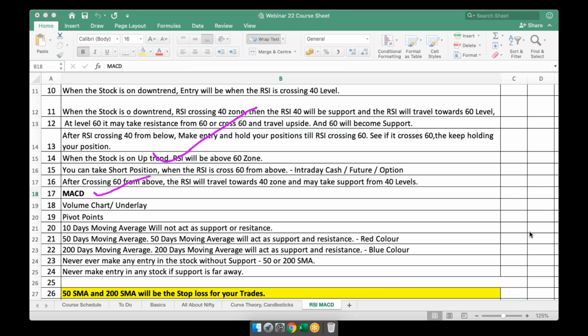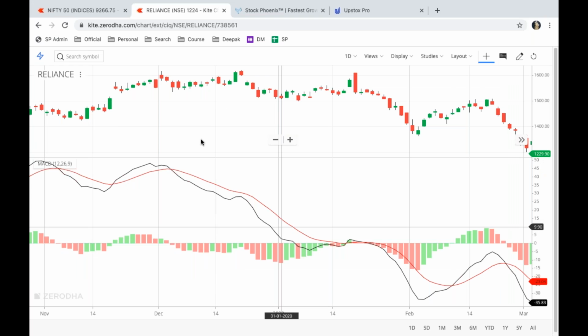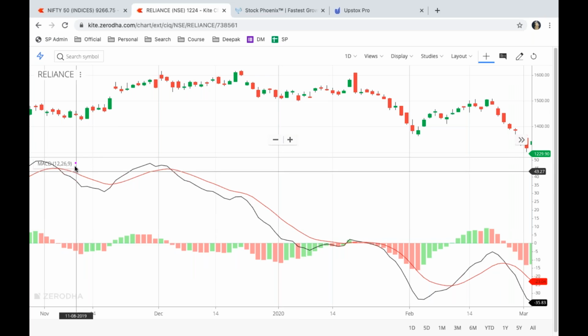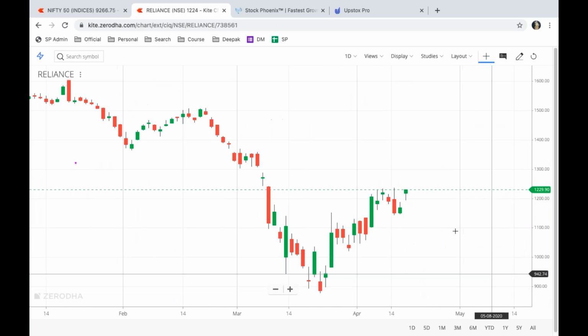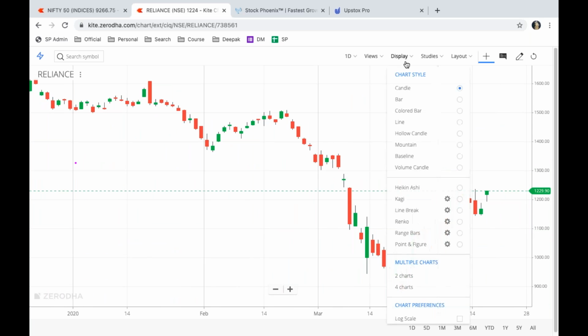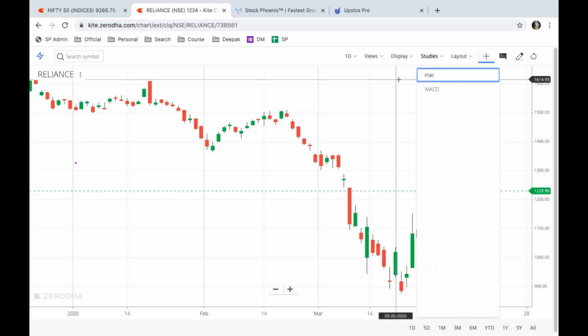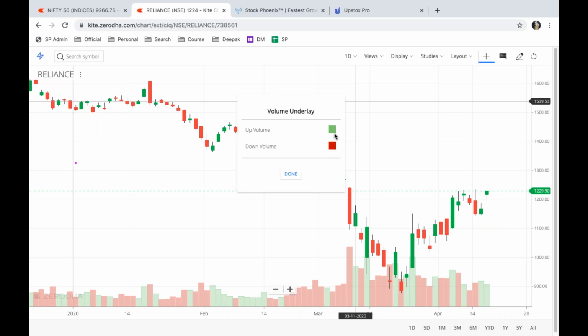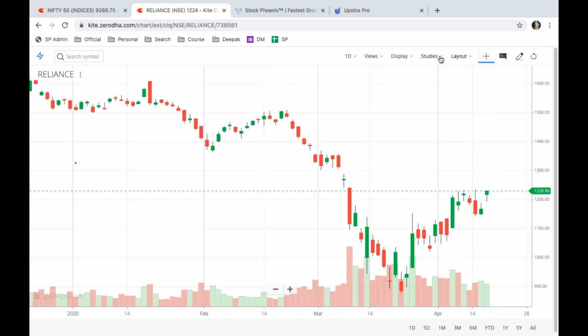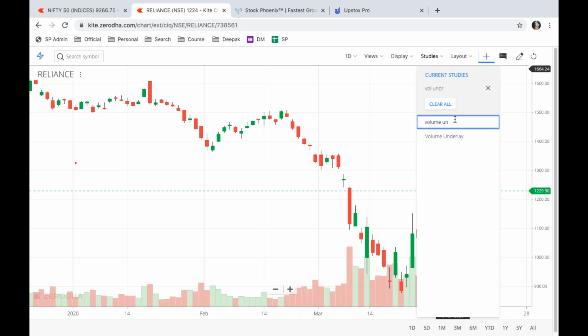Okay. So now we are going to learn about volume underlay. It's a very simple indicator. Whatever we were learning about, right? So now I'll close this MACD also for a better understanding. We are going to learn about volume underlay. So why is this volume underlay very important? Volume underlay, nothing to change anything, red and green, add it, or volume chart.